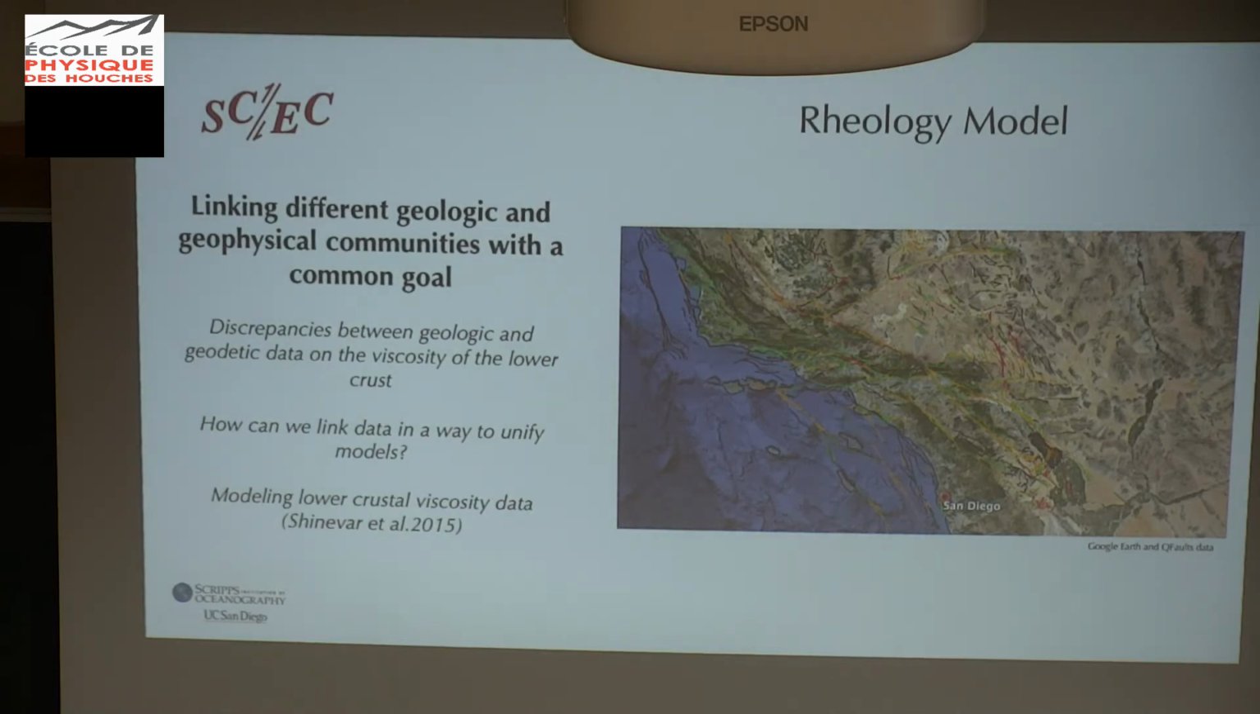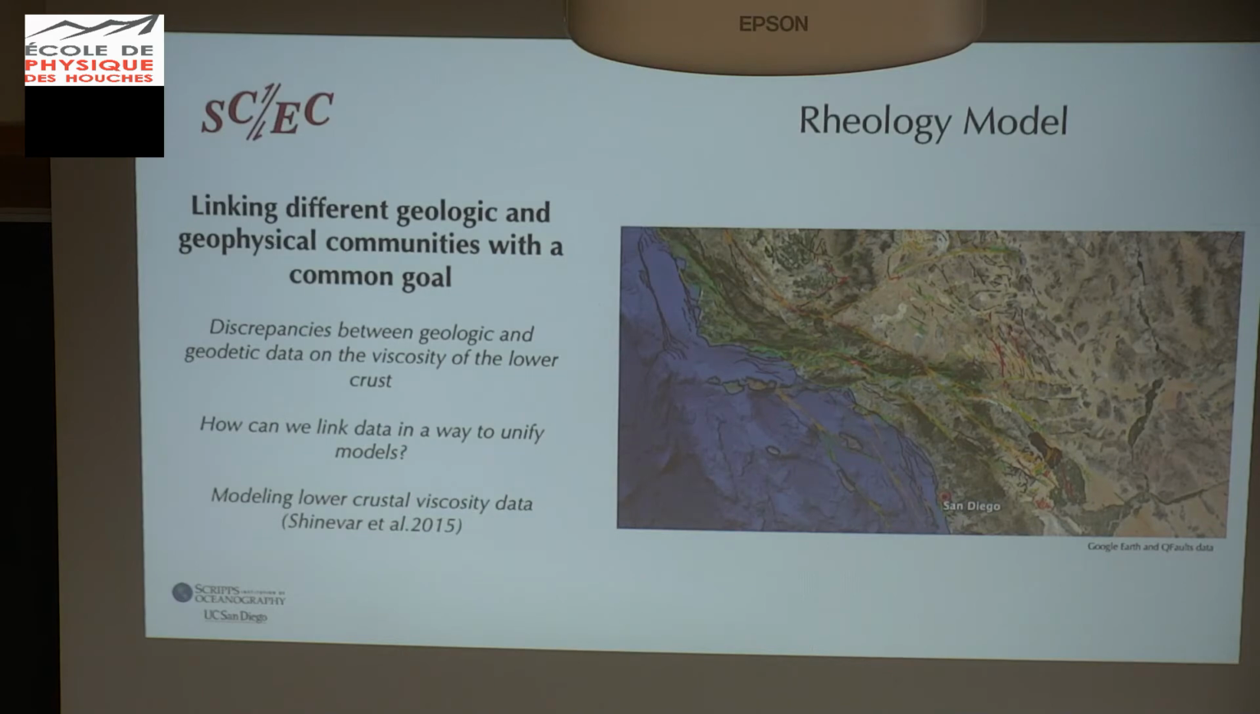People are working on that, but we've noticed there's been a discrepancy between a lot of the geologic and geodetic data on the viscosity of this lower crust, which many people believe shows there is a link between these lower crustal shear zones and the more brittle shear zones we relate to the San Andreas fault, if we want to get dramatic.